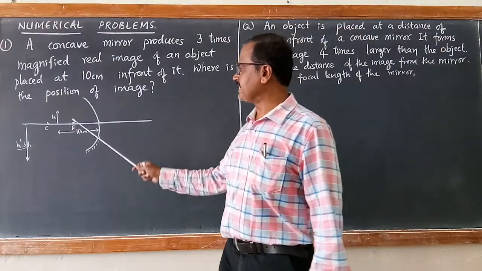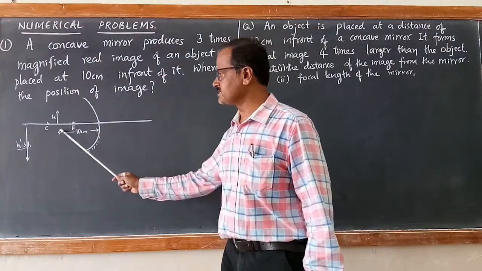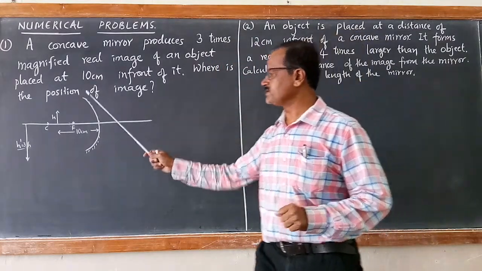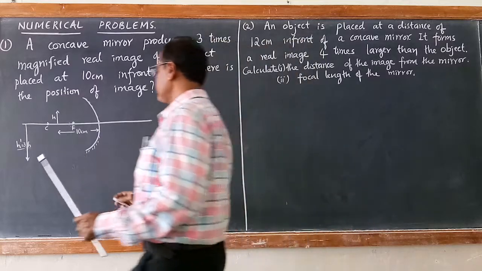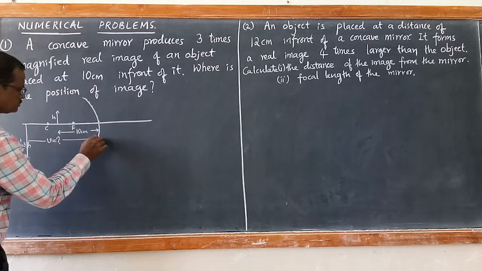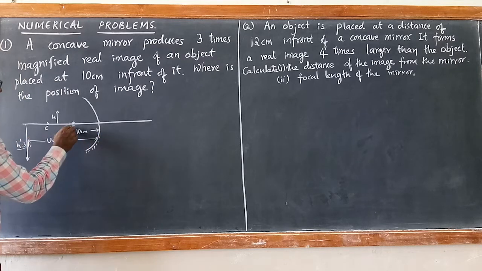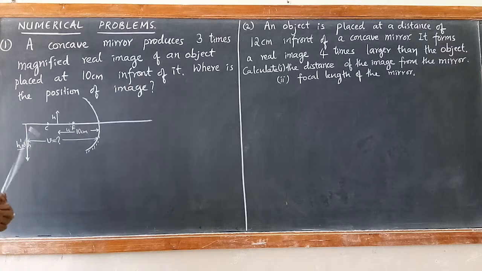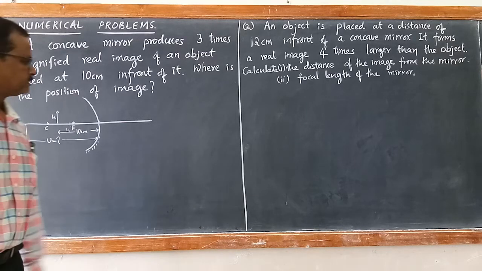The object is placed at 10 cm from the mirror. The object distance is given as 10 cm. Where is the position of the image? You are asked to find out the image distance. U is given, magnification is given. You are asked to find out V.